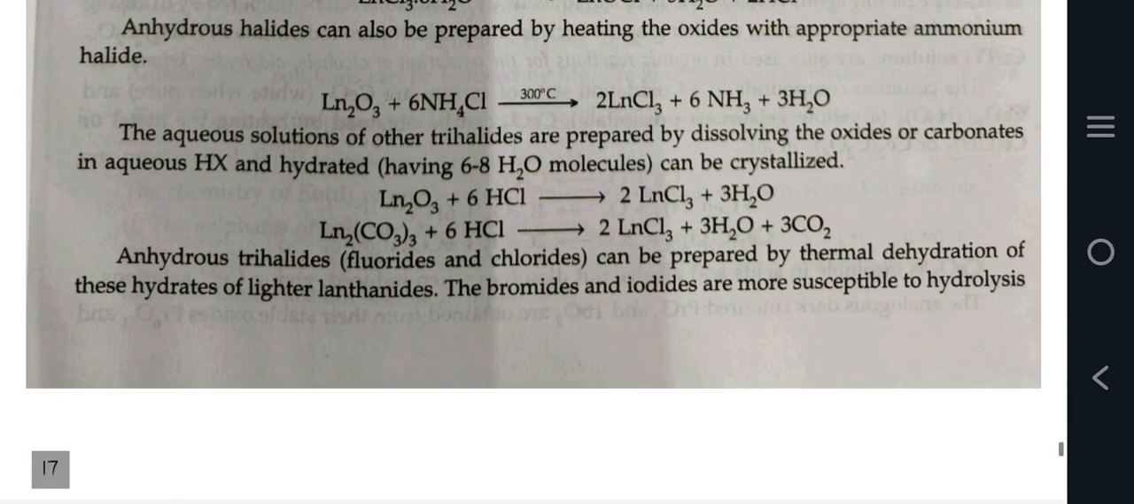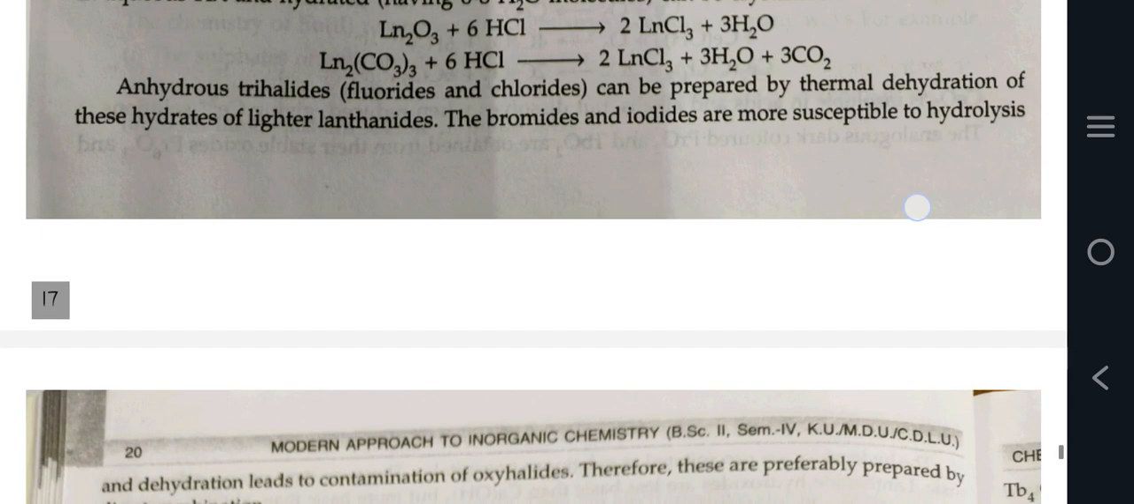The aqueous solutions of the other trihalides are prepared by dissolving the oxides or carbonates in aqueous HX, and hydrates having 6 to 8 H2O molecules can be crystallized. Anhydrous trihalide fluoride or chloride can be prepared by thermal dehydration of these hydrates of lighter lanthanides. The bromide and iodide are more susceptible to hydrolysis.